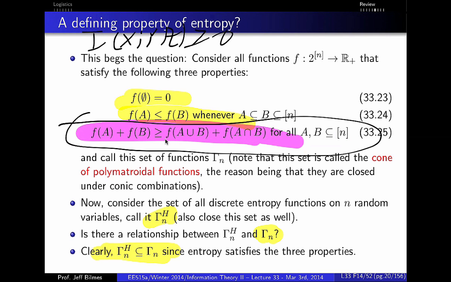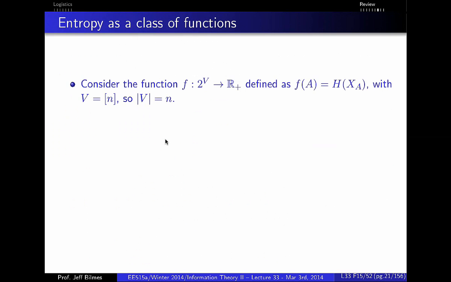We definitely know that all entropy functions are these polymatroid functions. These are the polymatroid functions here, in case you're wondering. And let me just make this clear: what do we mean by this set of entropy functions?